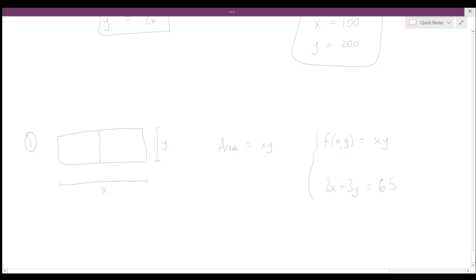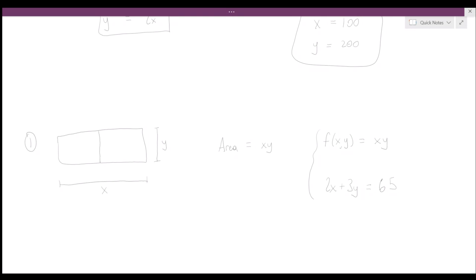So then once you identify your f of x,y in your constraint equation, you can then go through the procedure of computing the partial derivatives, doing the whole cross multiplication thing and whatnot, okay?